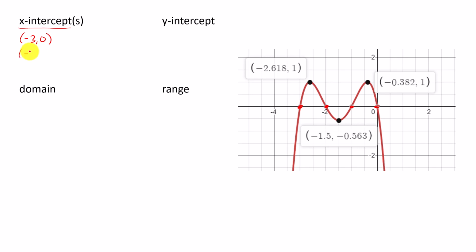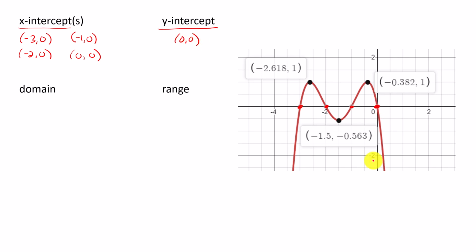I have one at -2, 0. I have one at -1, 0. And I have one at 0, 0. Okay, so you guys are familiar with that. That shouldn't be a problem. My y-intercepts are where it crosses my y-axis, and the only one in this case is 0, 0. So also at the origin.